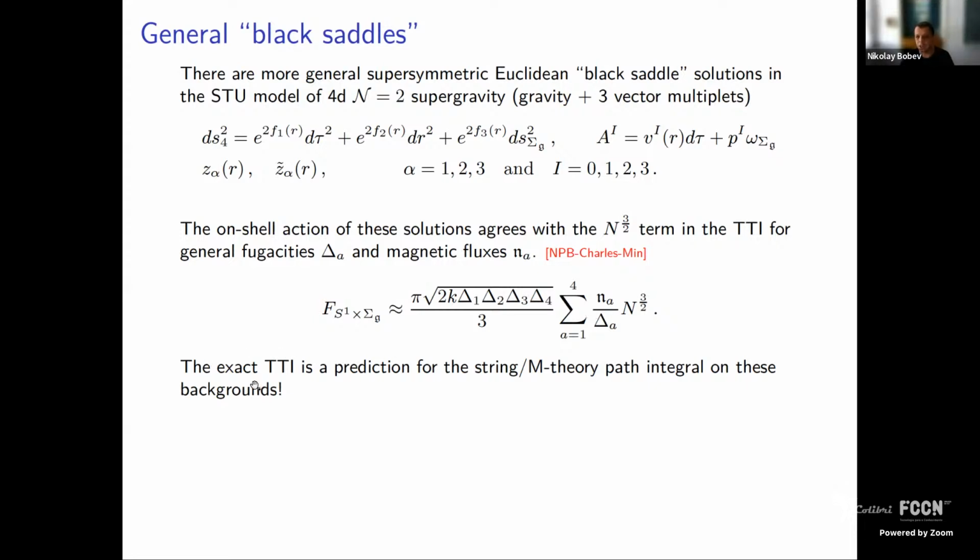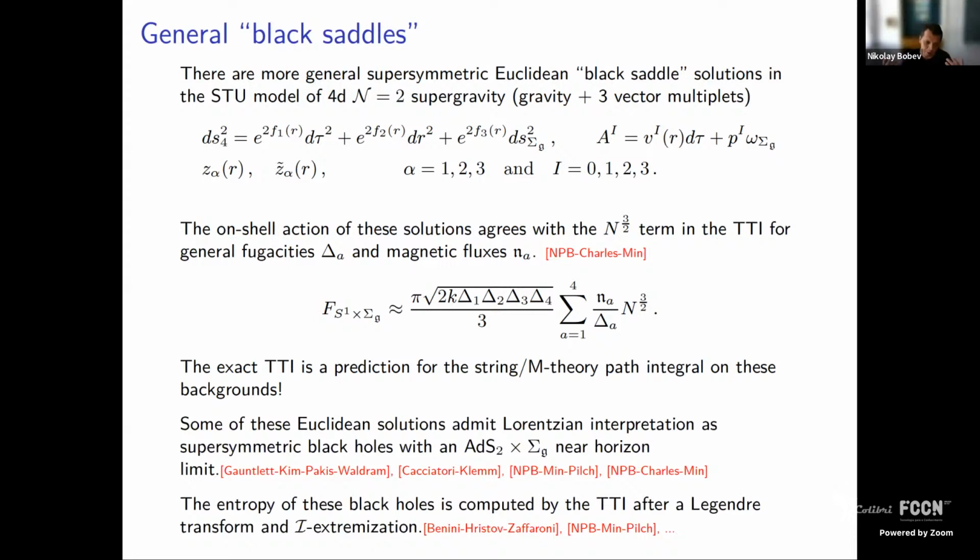And of course, the expectation is that this index that I showed you will be the full path integral to all orders in N. And again, I want to emphasize that some of the solutions here have an interpretation as a black hole of the type that Dario was mentioning, however, without a rotation. So these are static black holes with AdS2 times Riemann surface horizons. And then for general deltas and n, to obtain the entropy is not simply the on-shell action. You have to do this Legendre transform and extremization that we heard from Dario.